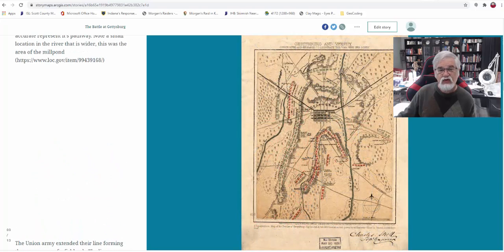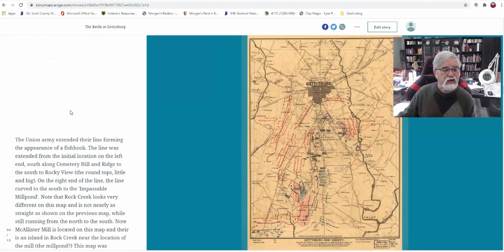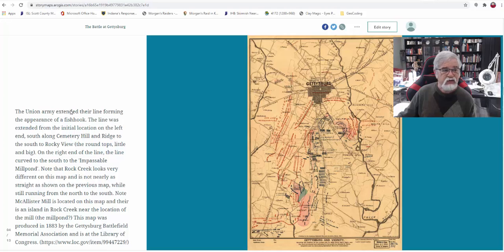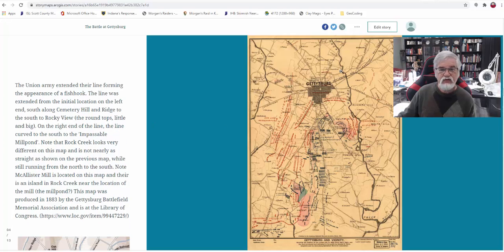Notice how Rock Creek looks like almost a straight line here. This is significant for the research that we do. And if we look at this map, we can see more winds and things in the river. And the area that we're interested in is right in this general area here. So that's the area that we're looking at.